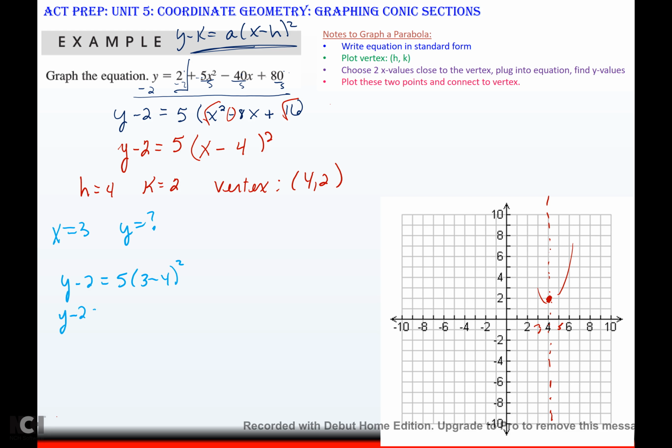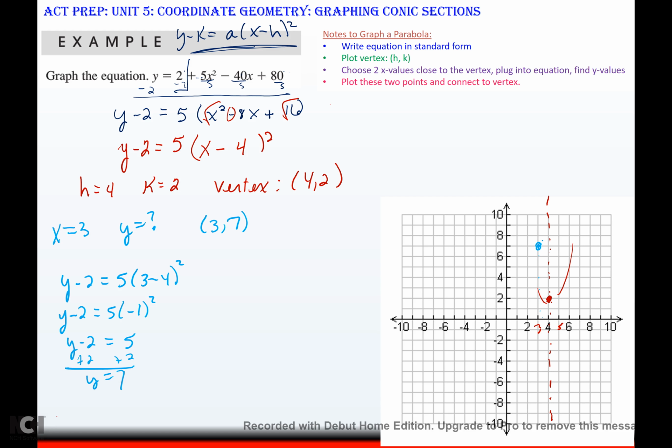That's y minus 2 equals 5 times negative 1 squared. Negative 1 squared is 1, times 5 is 5. Add 2, and I get y equals 7. So this ordered pair would be (3, 7). So I go to 3, 1, 2, 3, 4, 5, 6, 7.